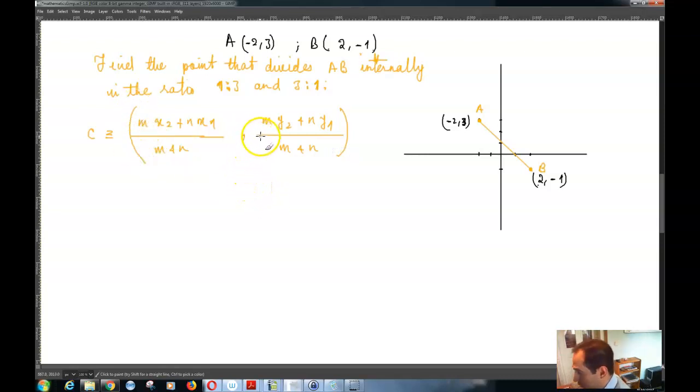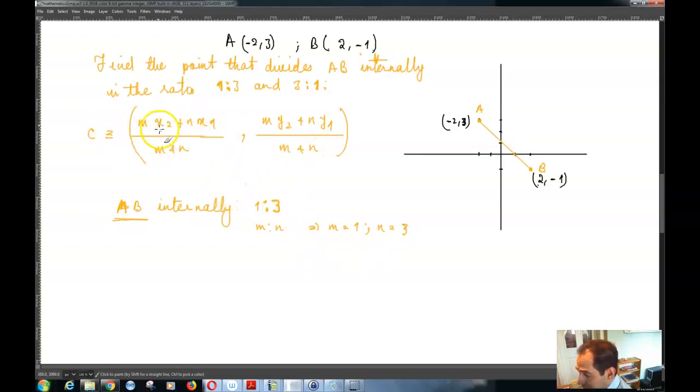So now when you say that you want to find the point that divides AB internally in the ratio 1 to 3, what that means is that I want to divide the line segment AB internally in the ratio 1 to 3, which means that m to n is equal to 1 to 3, meaning that m is equal to 1 and n is equal to 3.